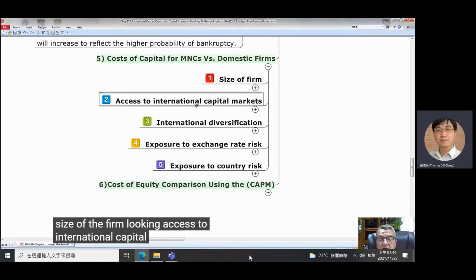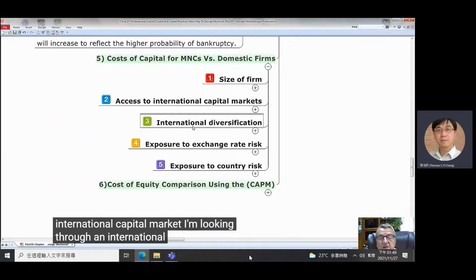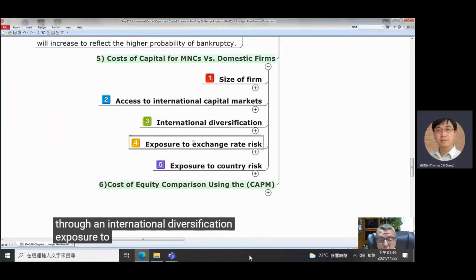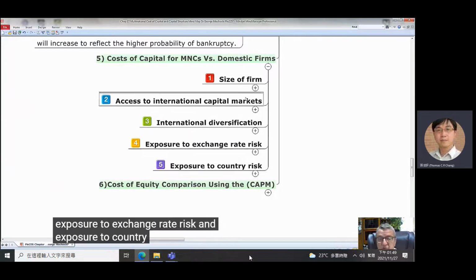I'm looking at access to international capital markets, international diversification, exposure to exchange rate risk, and exposure to country risk.